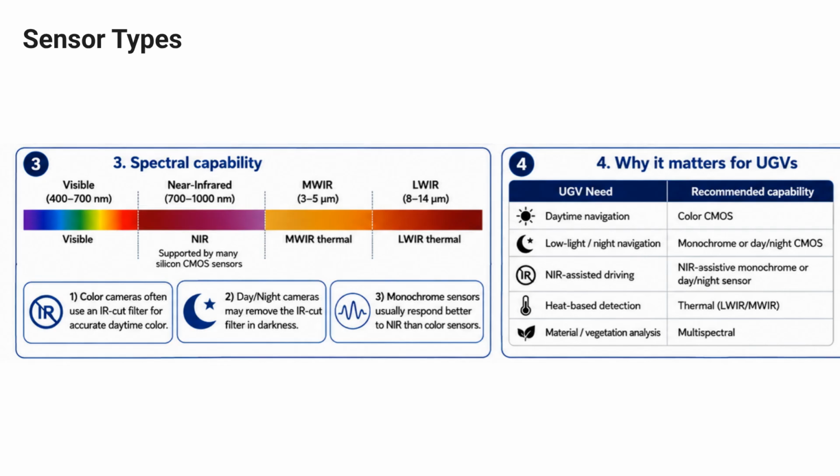Color CMOS supports daytime navigation, monochrome or day-night sensors support low-light operation, NIR-sensitive cameras enable assisted night driving, and thermal or multispectral sensors support detection and specialized analysis.